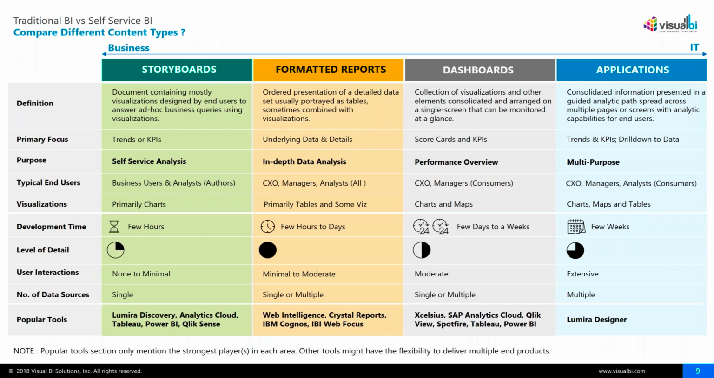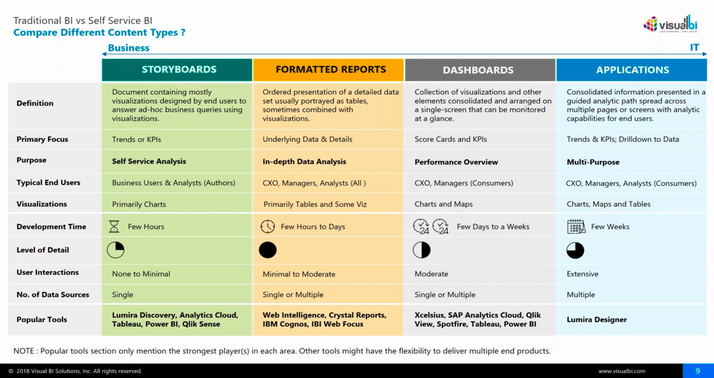explaining the different content types. I think customers are interchangeably using storyboards, formatted reports, dashboards, and applications. What has happened is maybe 5 years back, there were only reports and dashboards, but the market has evolved to more agile storyboards on one spectrum, and then enterprise applications or more BI applications on the other spectrum. And if you look at it, on one spectrum, more self-service and business involvement. On the other spectrum, you have more IT with complex workflows and all of that stuff.